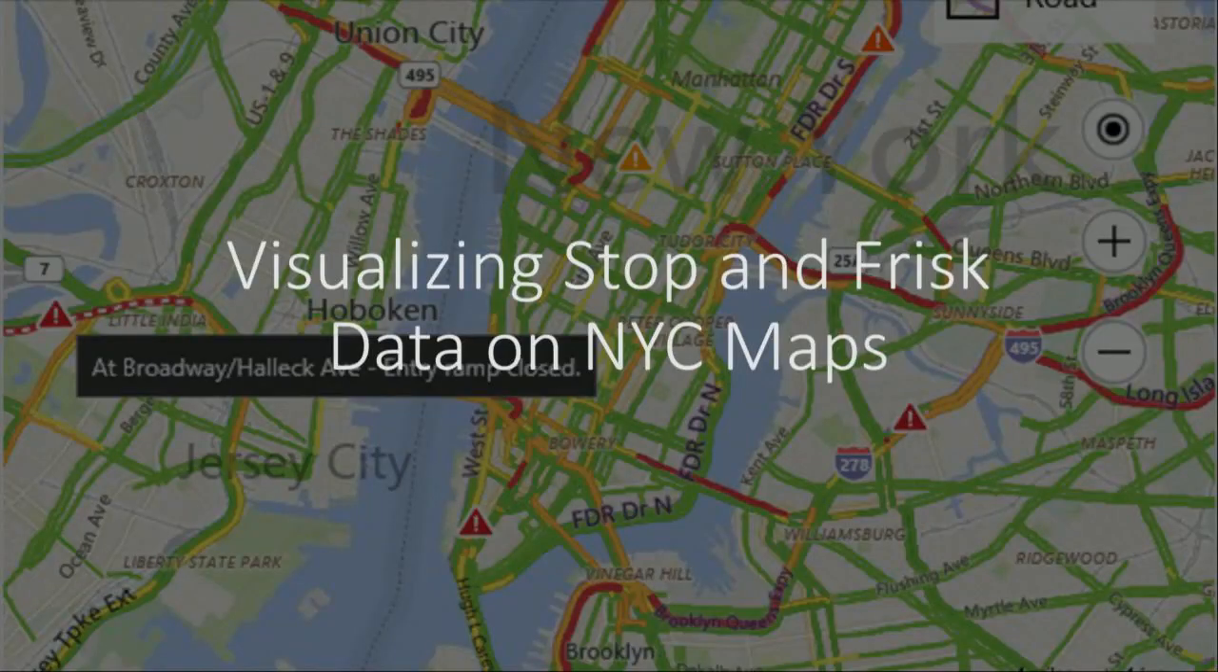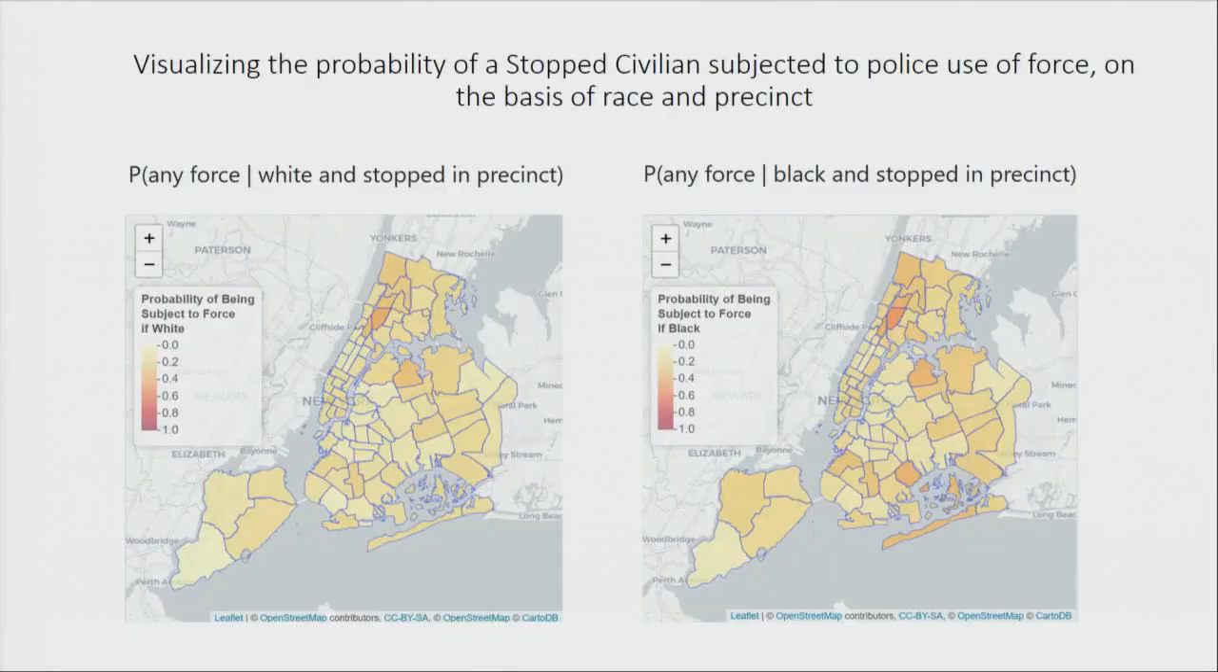So as Emeka previously mentioned, we are trying to do two things, replicate and extend. I will be talking about the extension. We decided to visualize stop and frisk data on New York City maps. And in order to visualize the data, we first decided to calculate the probability of any force used on arrestees, given the condition that they were stopped in a particular precinct.